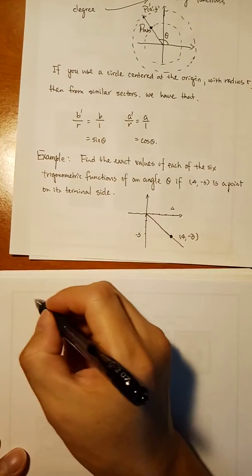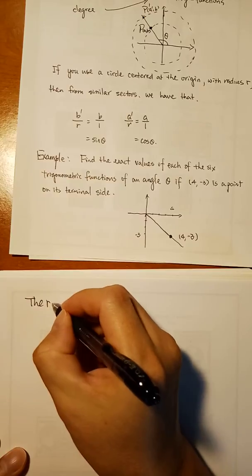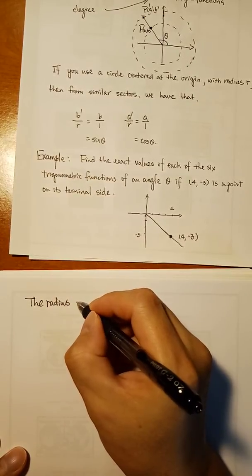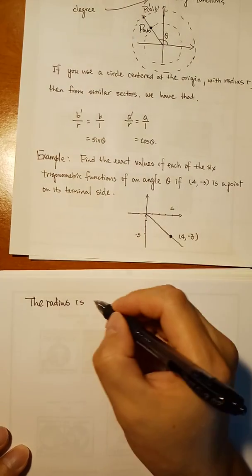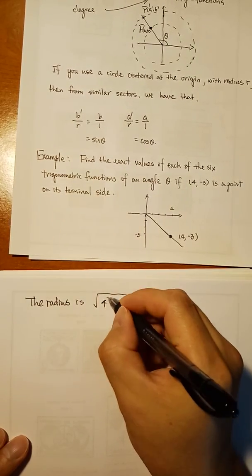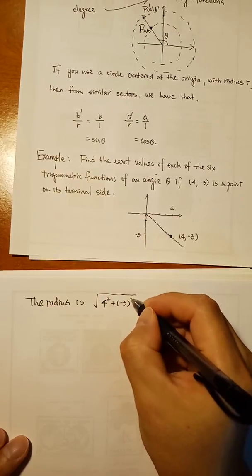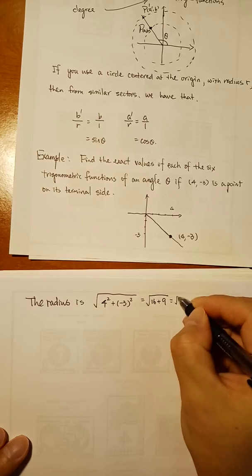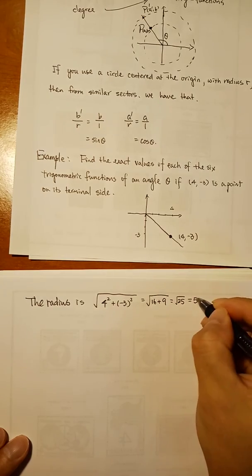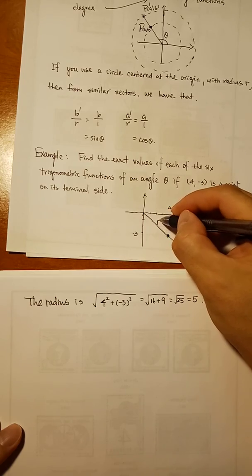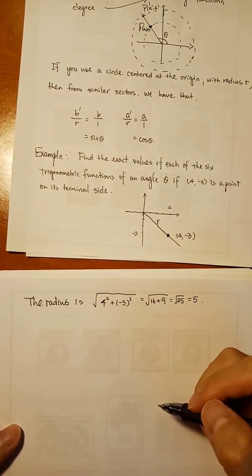So the radius is what? It is the square root of 4 squared plus -3 squared. It's 16 plus 9, the square root of 25, which is 5. Okay, so this is the radius. You get this formula by the Pythagorean theorem.